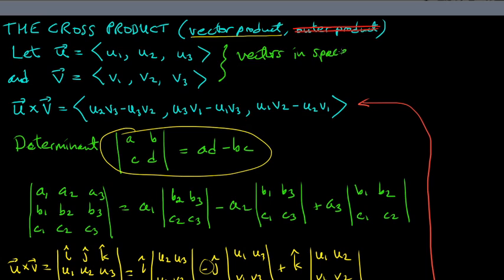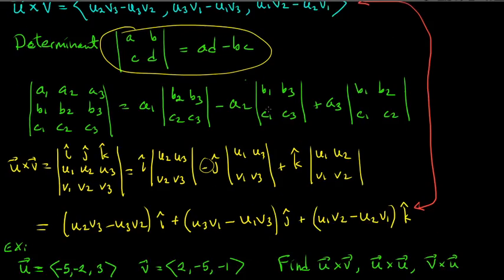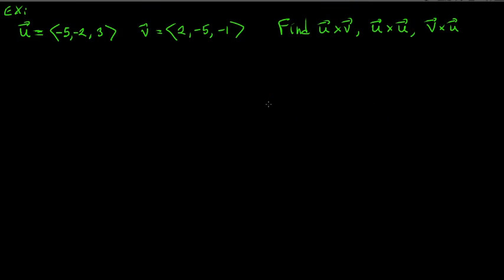Right. This does not work if you only have vectors in the plane. There is no cross product for vectors in 2 dimensions. There has to be 3 dimensions, otherwise it just doesn't work. Okay, so these are the vectors, and we want to find u cross v, u cross u, and v cross u. So we'll do all 3. This will be part A, part B, and part C.